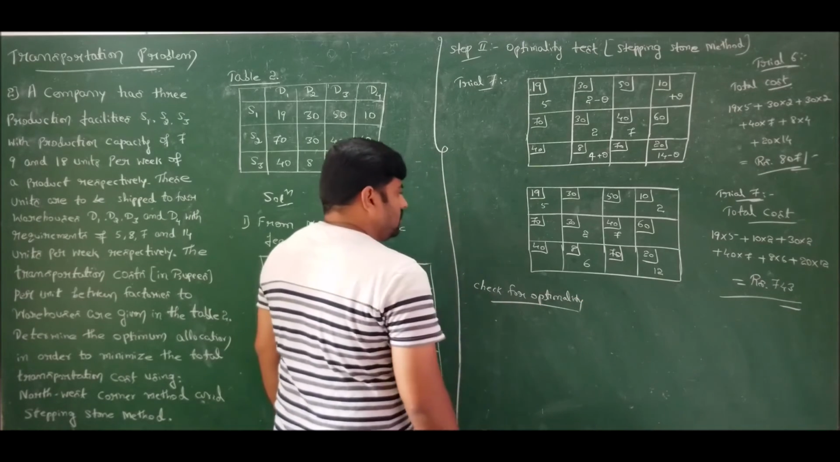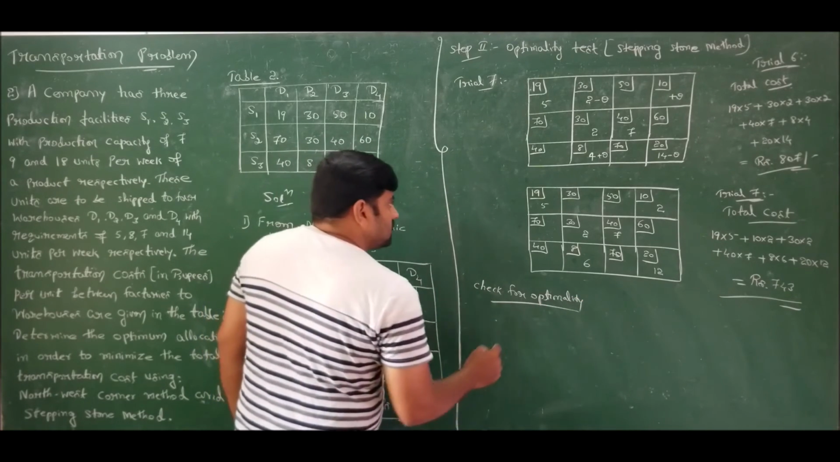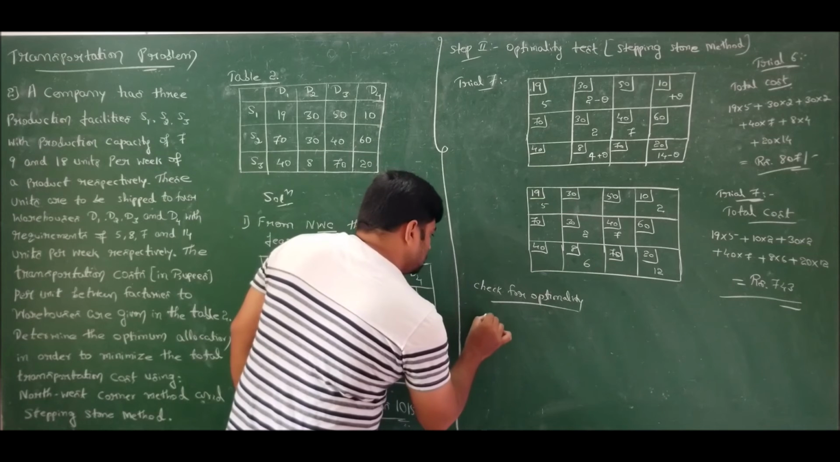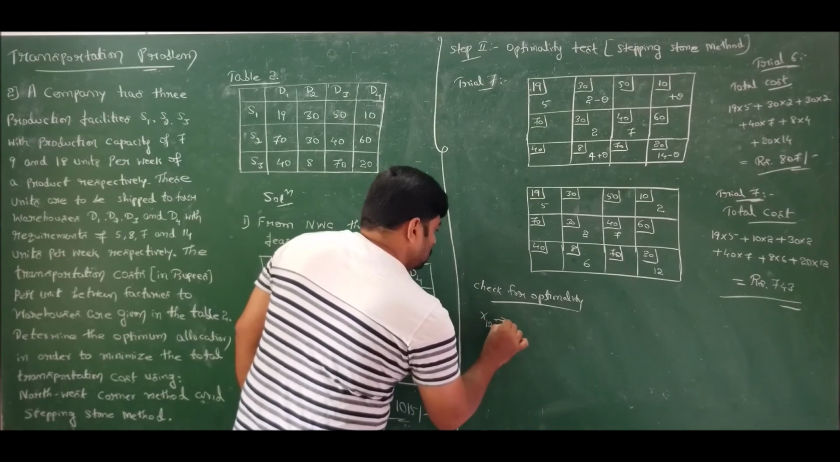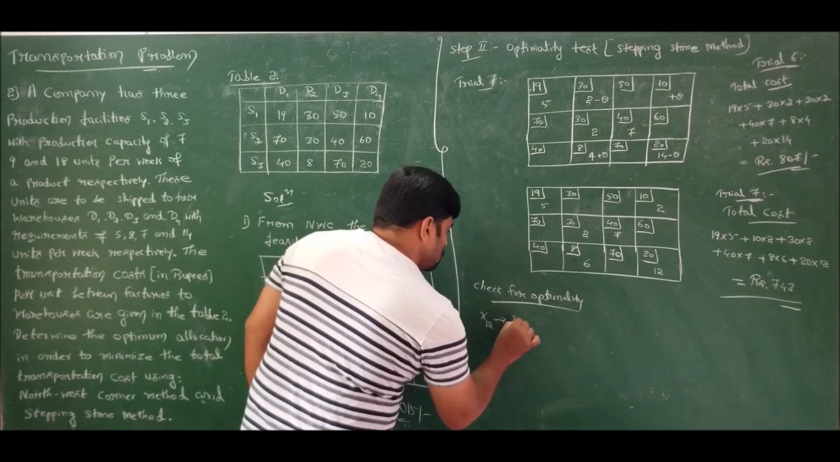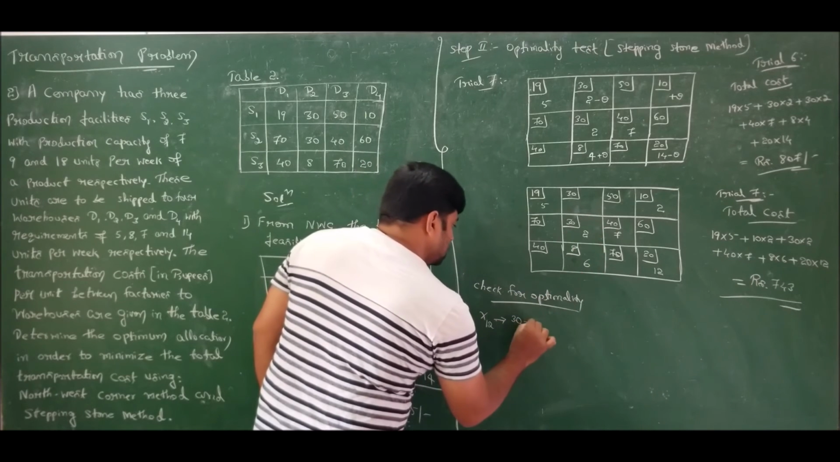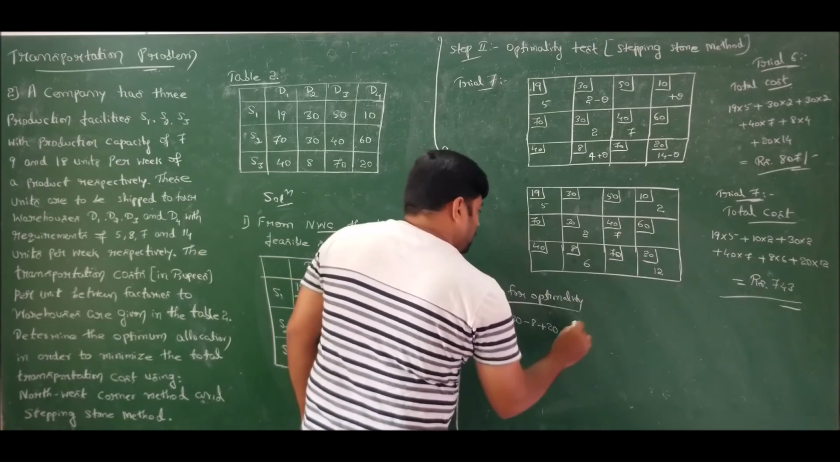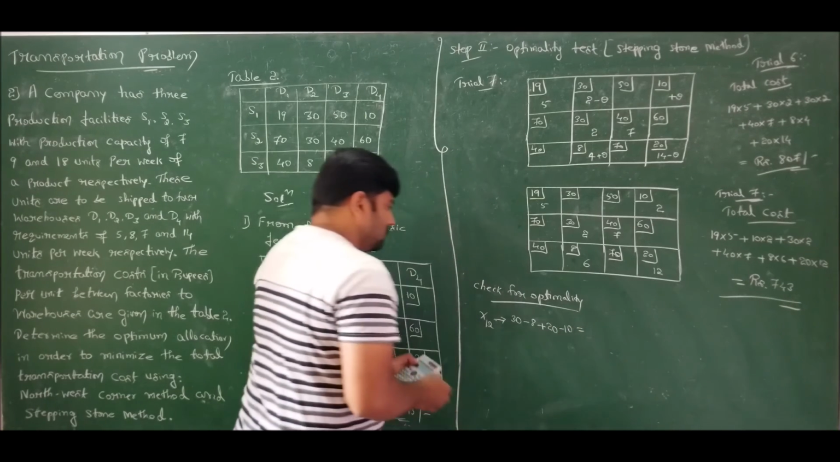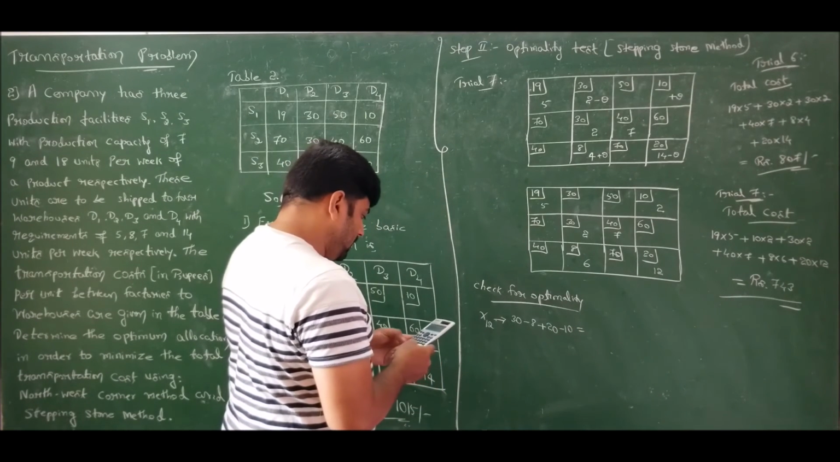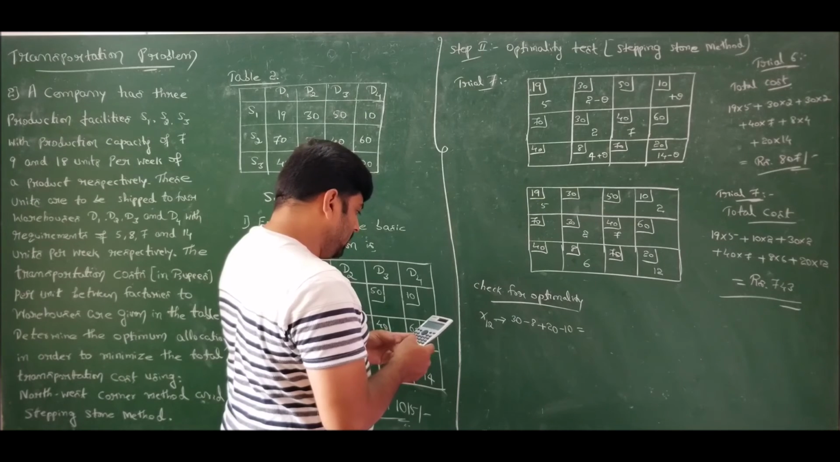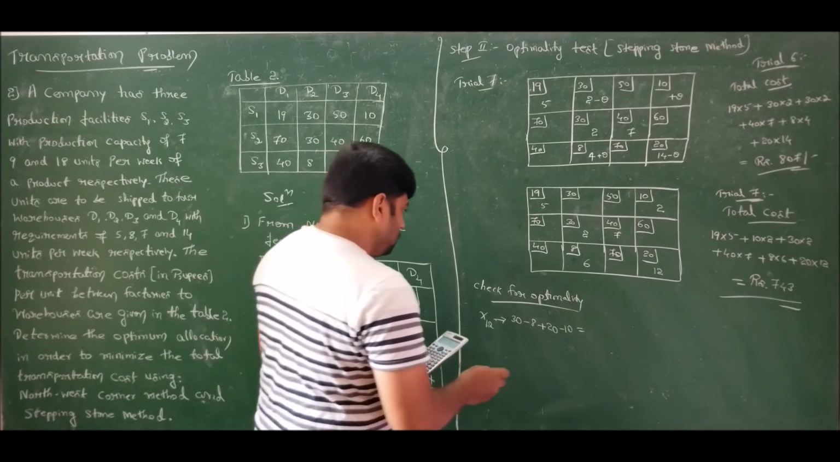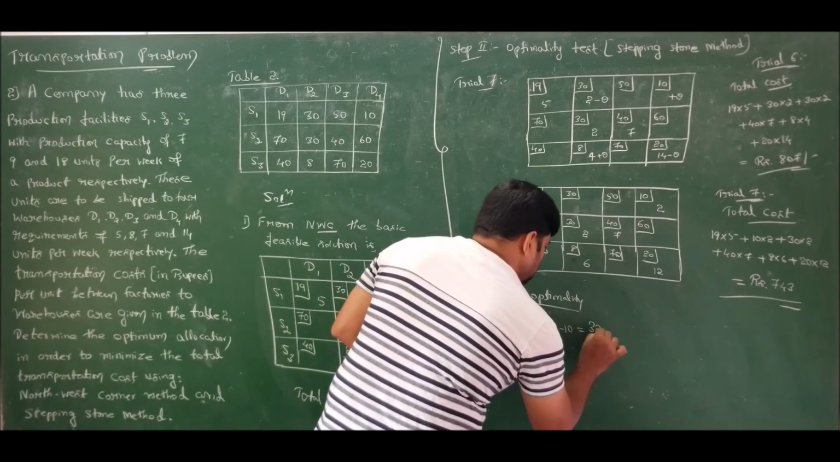Else you should go for trial 8. So if I give plus 1, that is x12, it will give us plus 30 minus 8 plus 20 minus 10, which is 30 minus 8 plus 20 minus 10 plus 32, positive, which is not desirable.